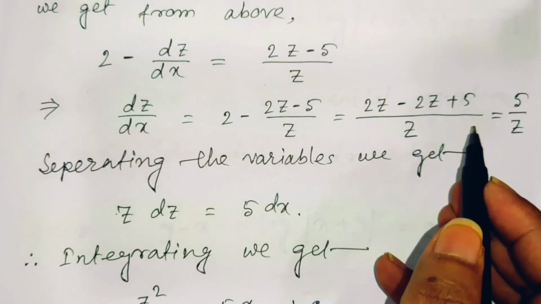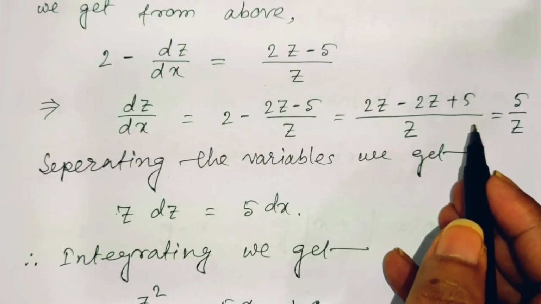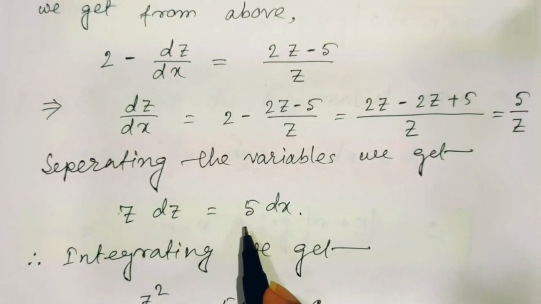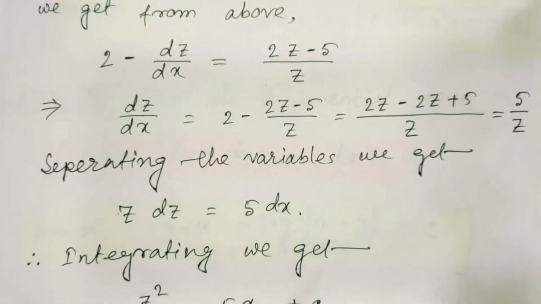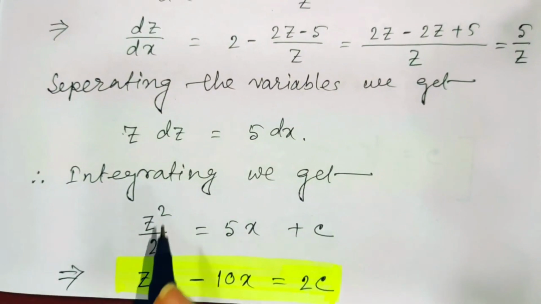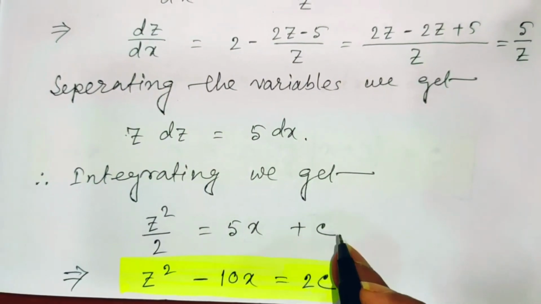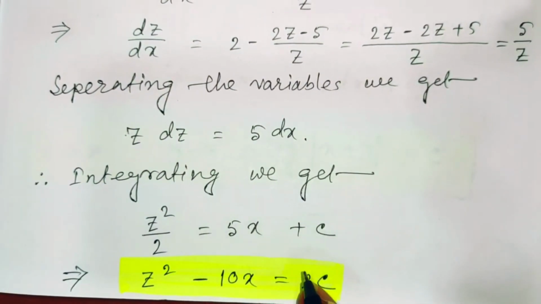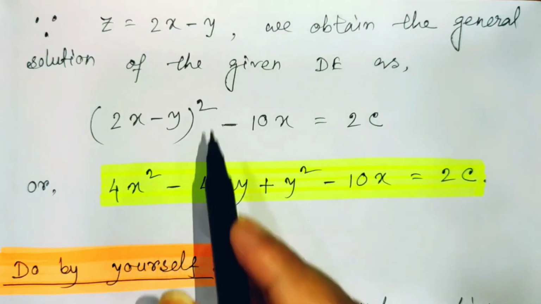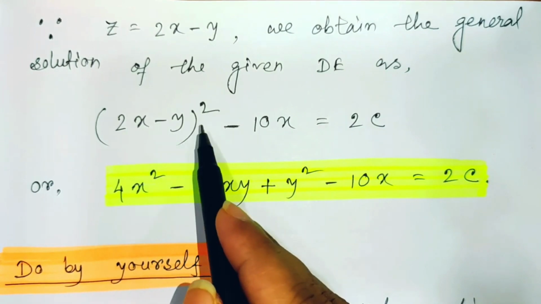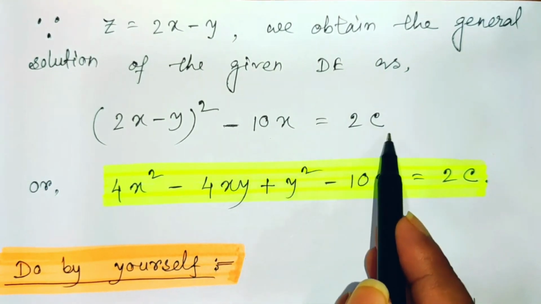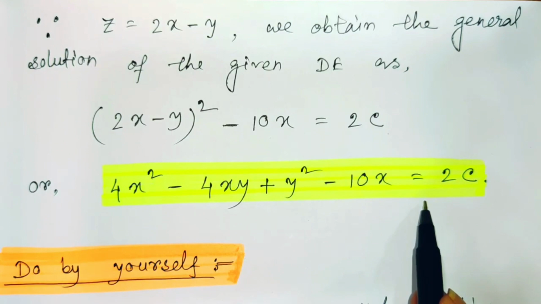So from here we can easily separate the variables, and after separation of variables we find z dz is equal to 5 dx, and now integrating we find z square by 2 is equal to 5x plus c. Now in this we can substitute the value of z because we know z is equal to 2x minus y. After that substitution we get this one. So it is 2x minus y whole square minus 10x is equal to 2c, and by simplifying we get this as the general solution. So it is very simple.